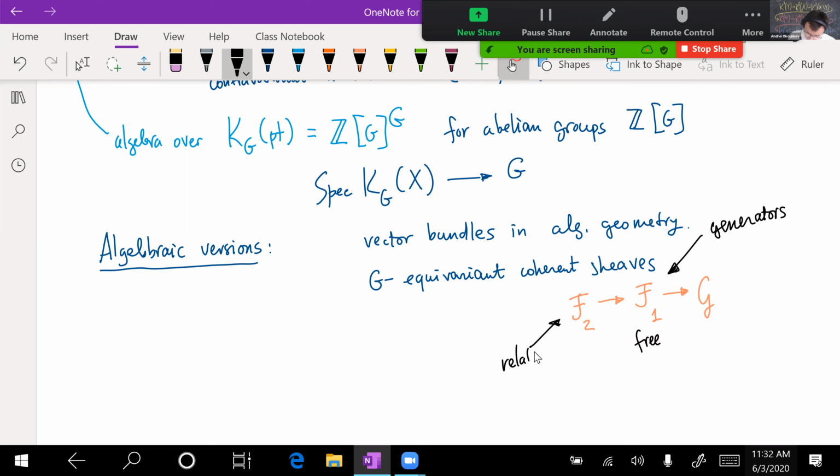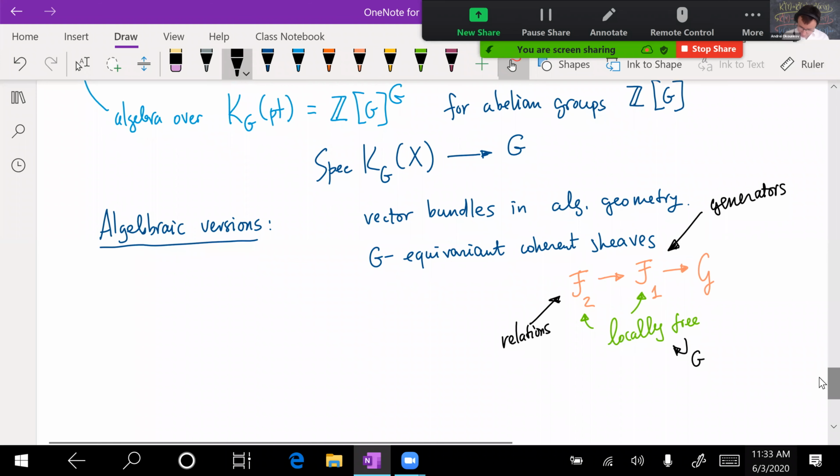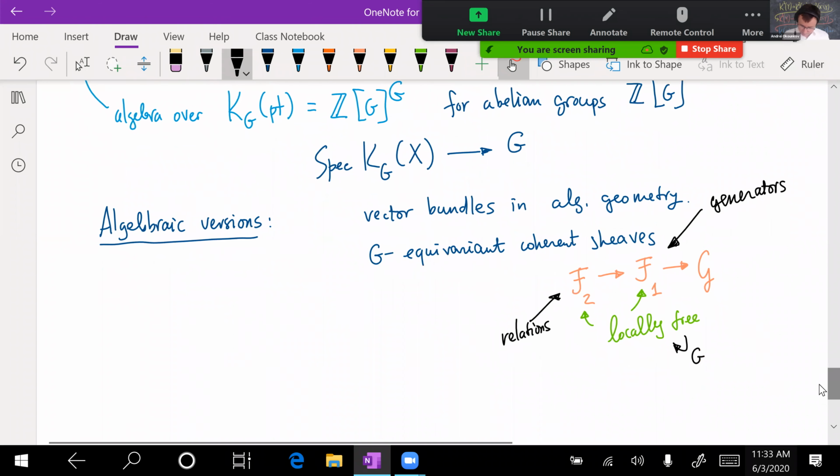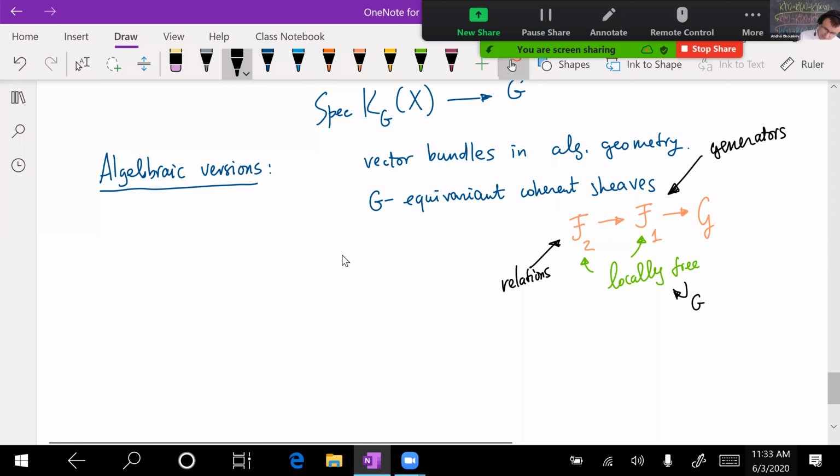Relation. And these are both locally free. And you can say the group really acts here. What does it mean for a group to act on the module? Well, it takes generators to generators, relations to relations. So you can choose a resolution which is equivariant. But you can of course read the definition of what it means for a group to act on the coherent sheaf.